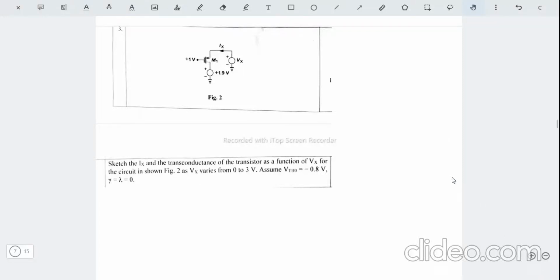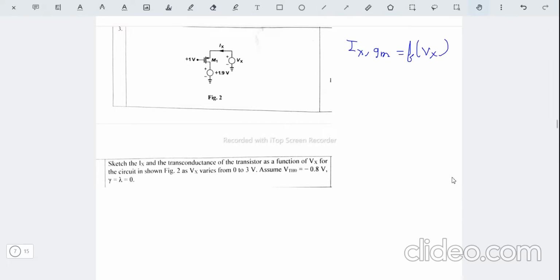So we'll look into another problem which contains a PMOS, and they have asked us to sketch Ix and transconductance as a function of Vx. The given MOSFET is a PMOS, and they have given the threshold voltage, and there is no body effect and also no channel length modulation. Vx is varied from 0 to 3 volts.